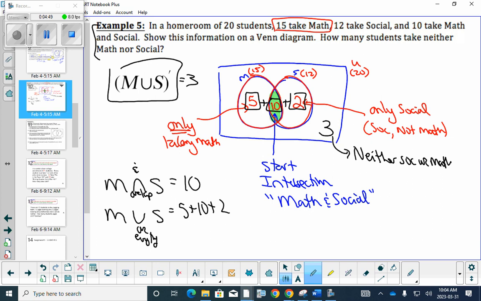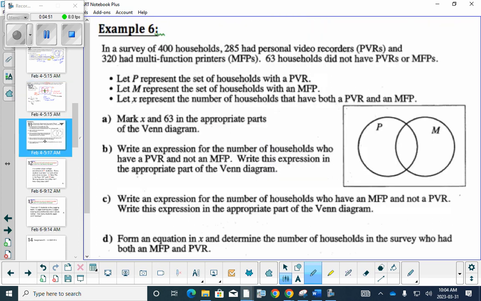Okay, so let's take a look at this guy. So don't freak out with all the words. Okay, like it looks horrible, but just start reading. So in a survey of 400 households, my universal set is 400. Okay. 285 have personal video recorders, PVRs. 320 had multifunction printers, MFPs, and 63 did not have a PVR or an MFP.